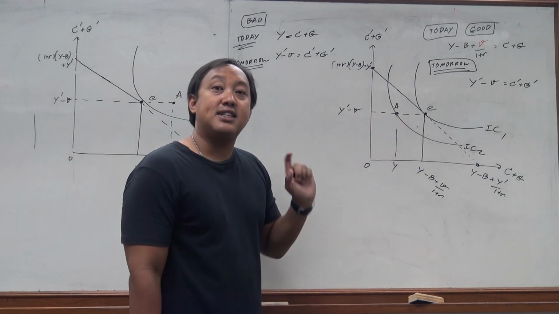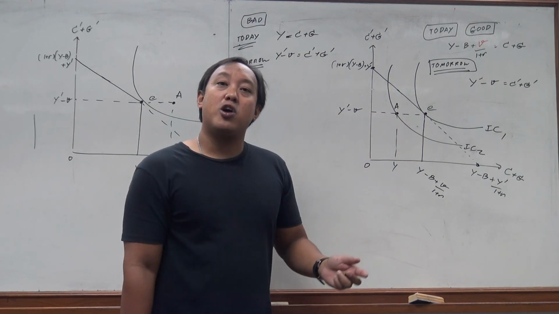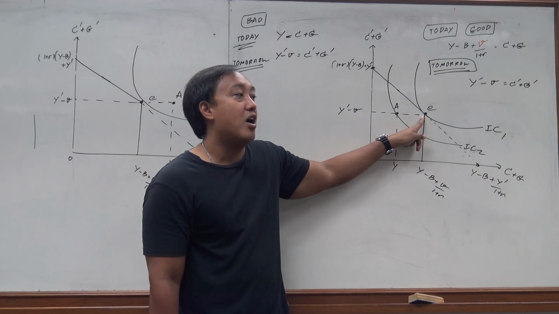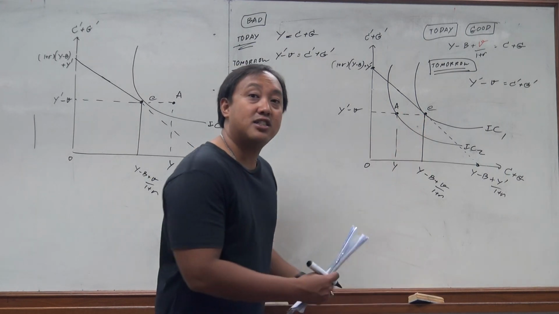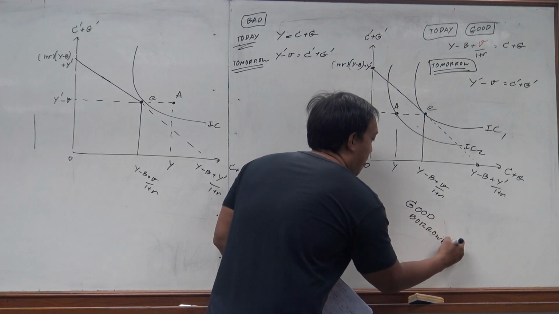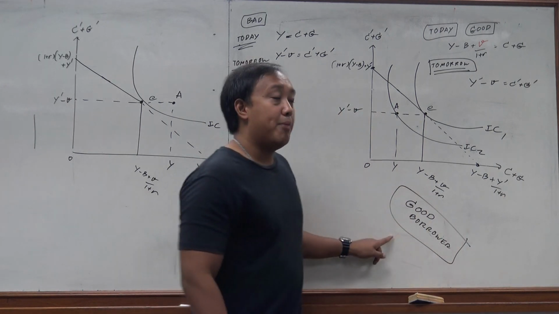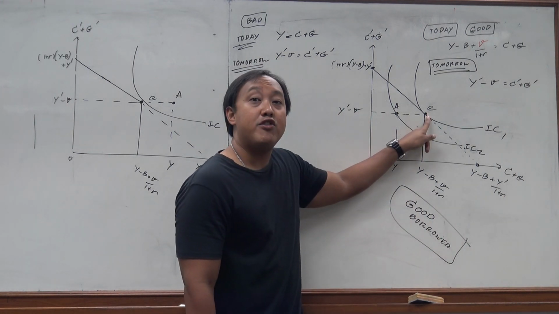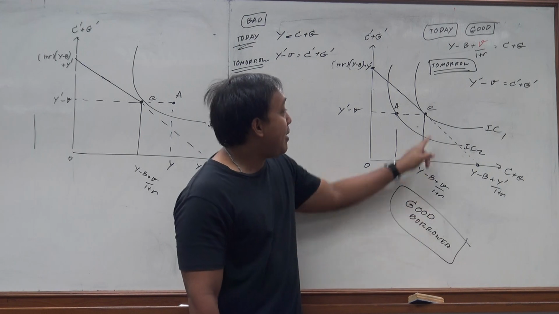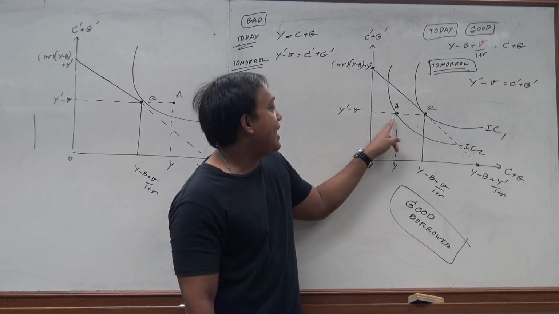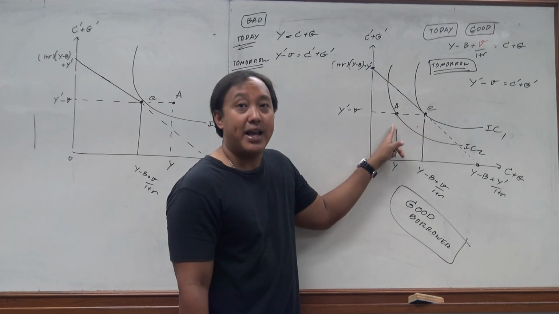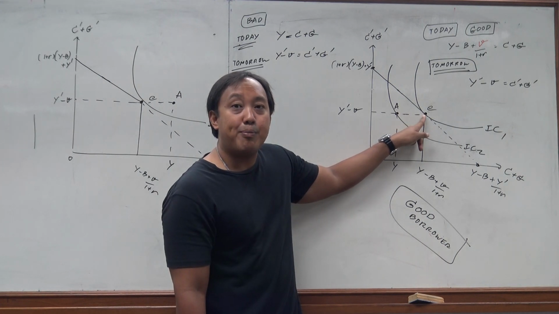So point A is a set of today's spending and tomorrow's spending for the bad borrower. Point E is the set of today's spending and tomorrow's spending for the good borrower. And as you can see, it's the case of the good borrower, because being a good borrower gives you higher utility than being a bad one. So you become a good borrower, because you have a higher IC curve than being a bad one. Point E is the point for the good borrower.